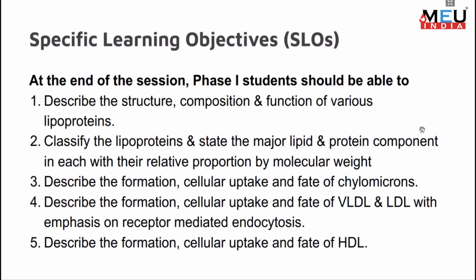Coming to specific learning objectives, at the end of the session, phase 1 students should be able to describe the structure, composition, and functions of various lipoproteins, classify the lipoproteins and state the major lipid and protein component in each with their relative proportion by molecular weight, describe the formation, cellular uptake, and fate of chylomicrons, describe the formation, cellular uptake, and fate of VLDL and LDL with emphasis on receptor-mediated endocytosis. Describe the formation, cellular uptake, and fate of HDL.